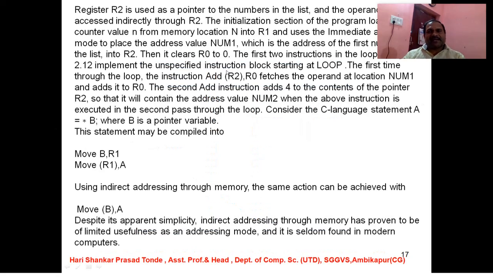So the description is like this. Register R2 is used as a pointer to the numbers in the list, and the operands are accessed indirectly through R2. The initialization section of the program loads the counter value from a memory location into R1, and uses the immediate addressing to place the address value NUM1, which is the address of the first number in the list. So likewise, various types of moves are going to be taken so that the values appear from one place to another, and at the last the sum is holding the final value after addition.